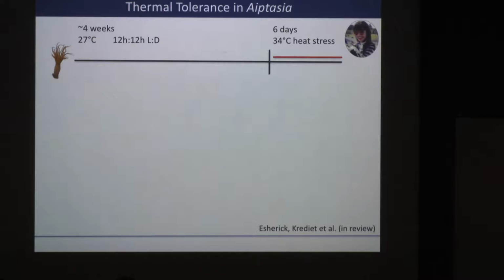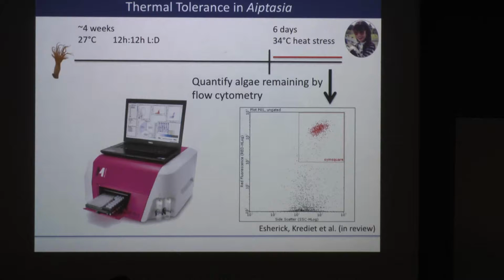As we're doing this heat stress event, we can take these anemones out, homogenize their tissue, and then run that homogenate through a flow cytometer. And then again, using the fluorescence of the Symbiodinium, gate them out and get a really accurate and precise count of how many symbionts are remaining in the anemones, and then normalize that to overall size of the anemone to get a relative sense of how much bleaching is going on.